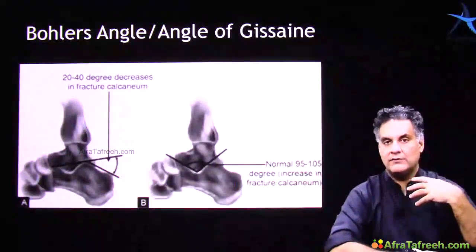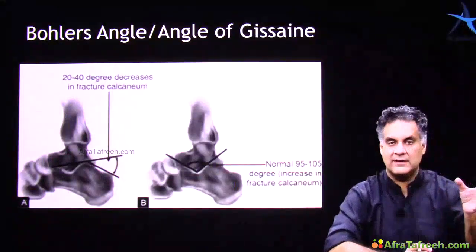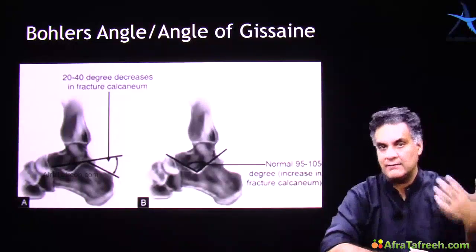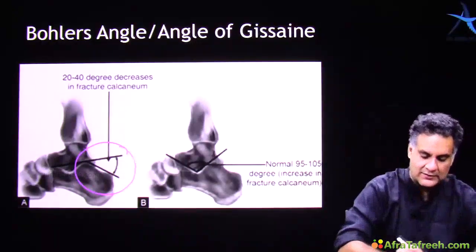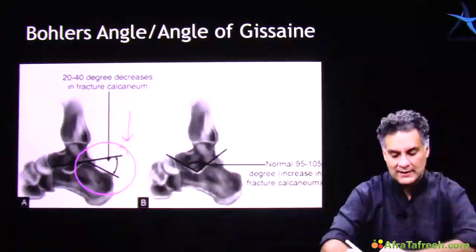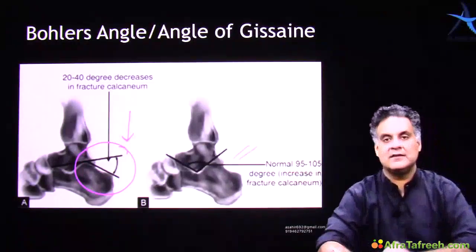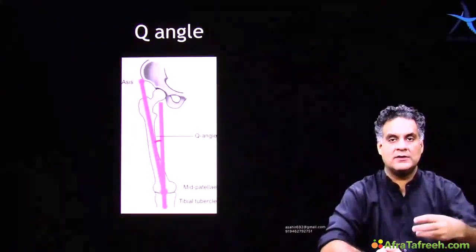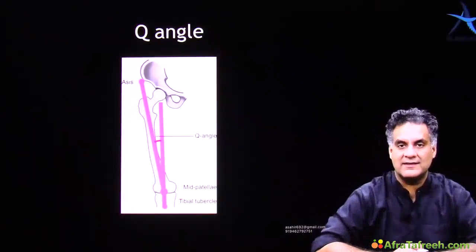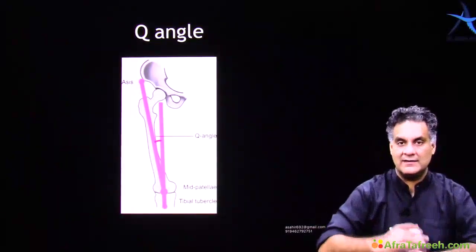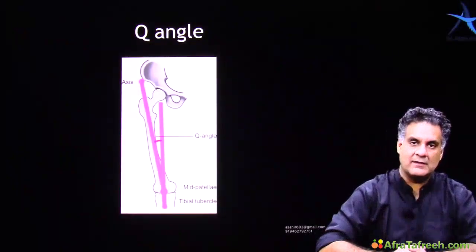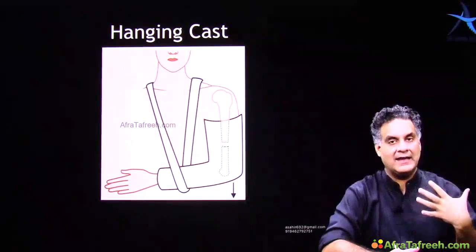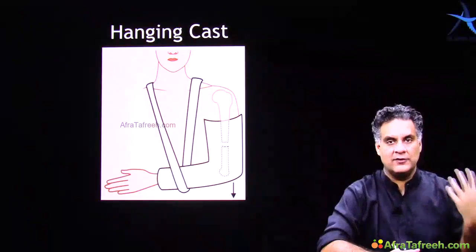And when we look at the angles in orthopedics, I told you Cobb's angle for scoliosis, lateral curvature of spine. Then you have Bohler's angle and angle of Gissane around the calcaneum. Bohler's angle decreases with fractures of calcaneum. Bohler's lowers. Angle of Gissane increases in the fractures of calcaneum. Gissane gains. Q angle is measured around the knee joint. It's an angle of the pull of quadriceps, and it's more in females, and as it increases, the chances of patellar subluxation or dislocation increase.